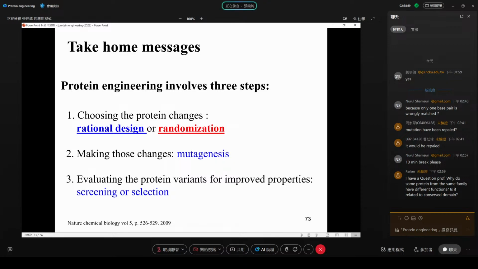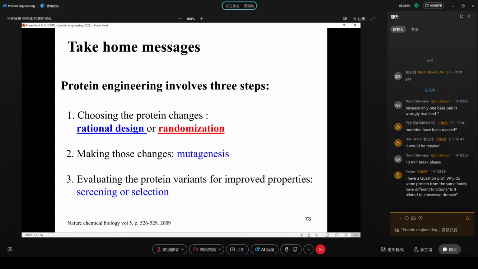There are a few take-home messages that are important for your midterm exam. So you have to figure out what rational design is. What does that mean compared to randomized? So rational design of site-directed mutagenesis: what kind of strategy, what kind of example did I give you in the PPT? Oh, I will upload my PPT later. And error-prone PCR is a major one for randomized mutagenesis, right?